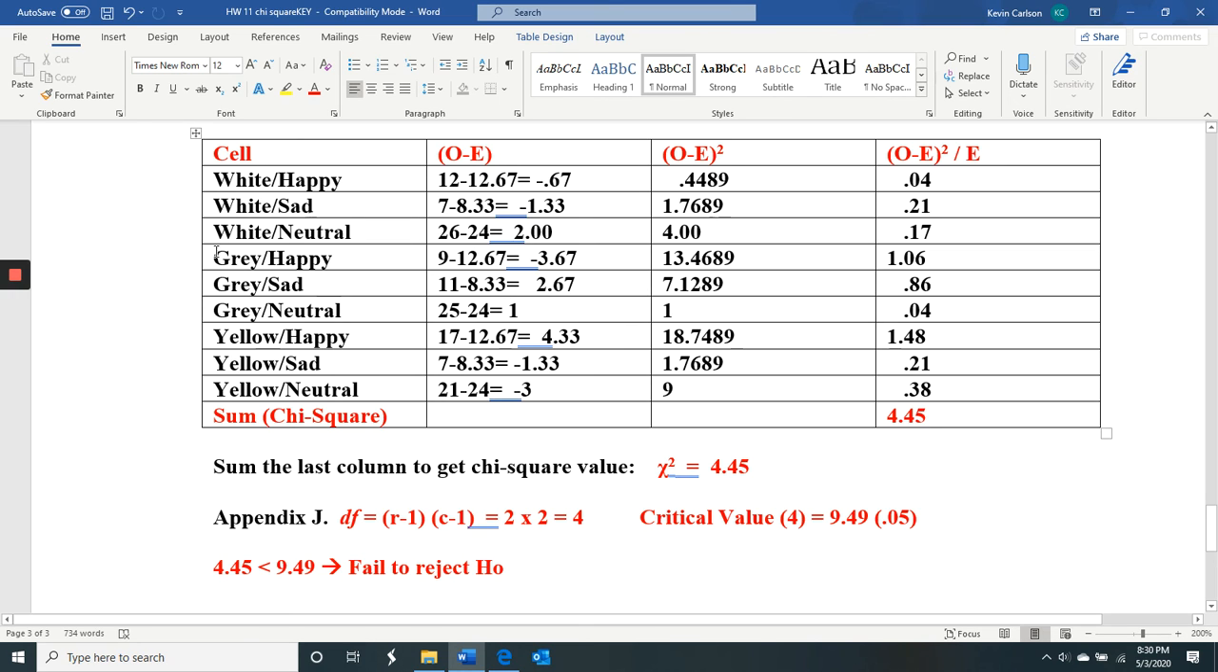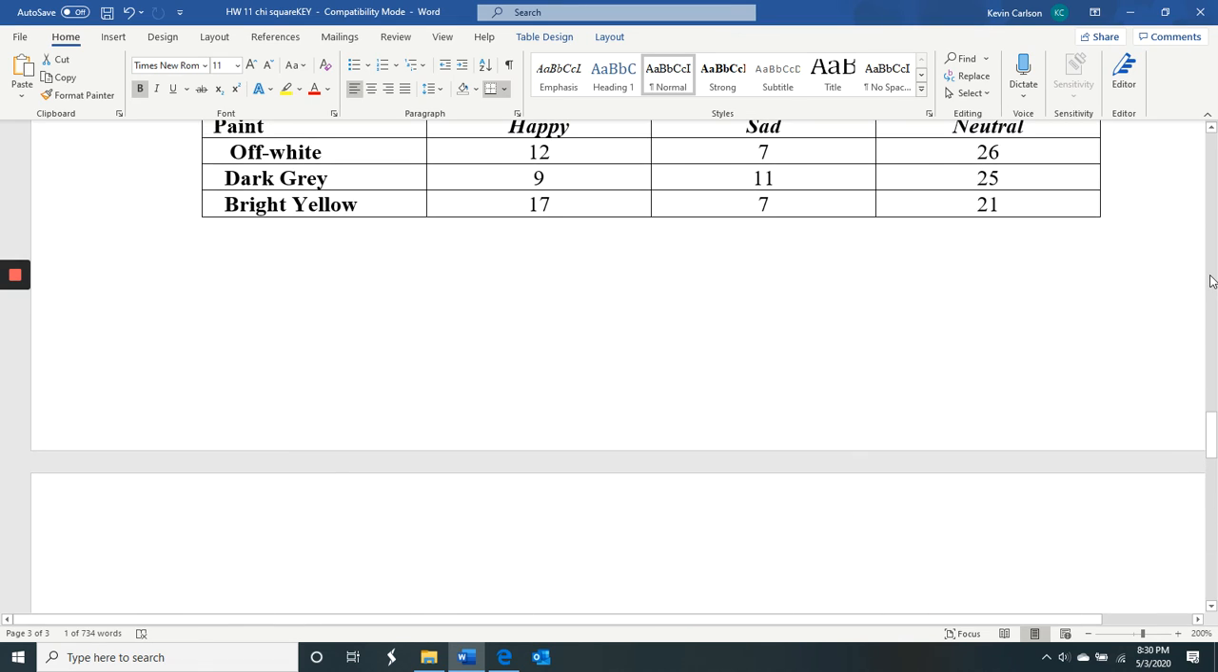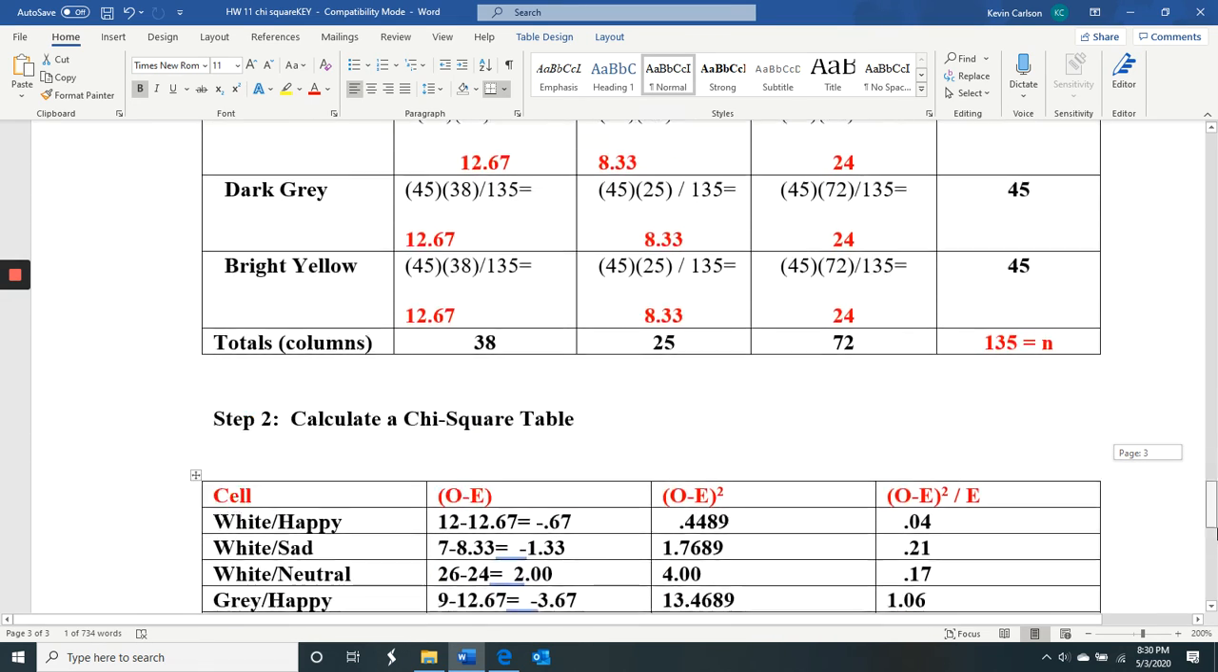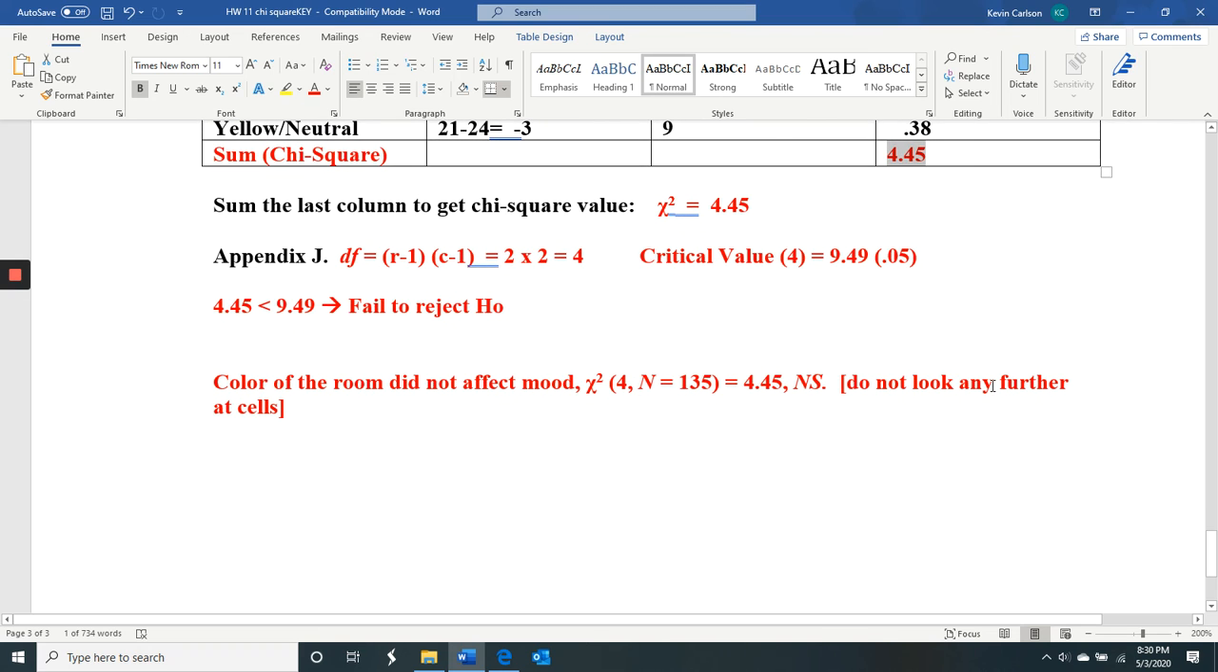We have 9 cells, so we have 9 of these rows. We add up this final column. When we add that up, that is our chi-square. Our chi-square is pretty small in this case, it looks like. 4.45, I'm not sure if it's going to be significant, but let's see.